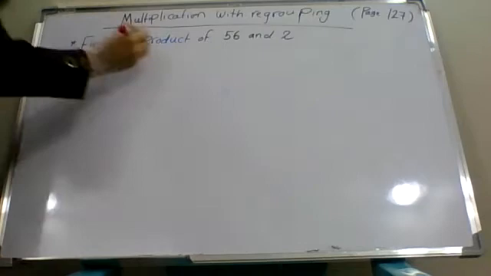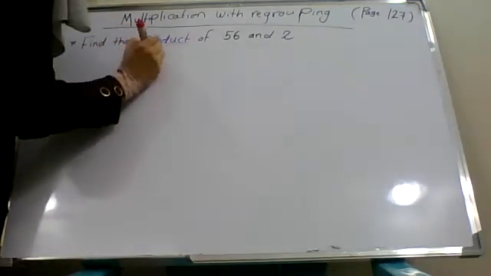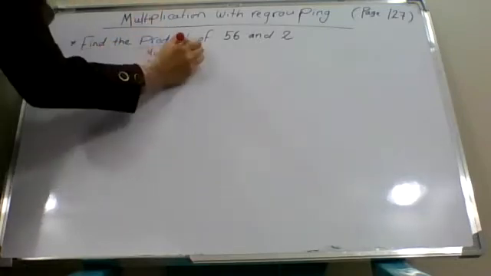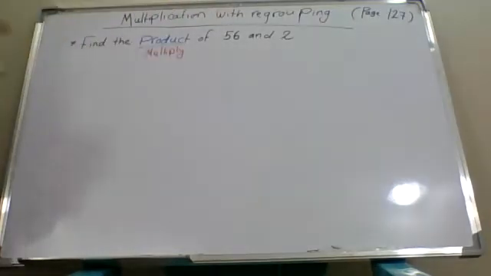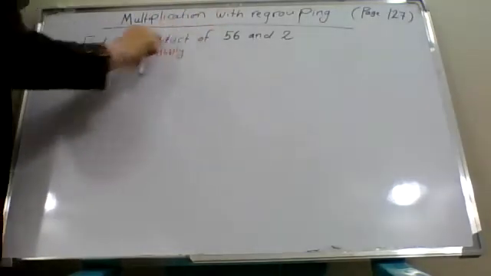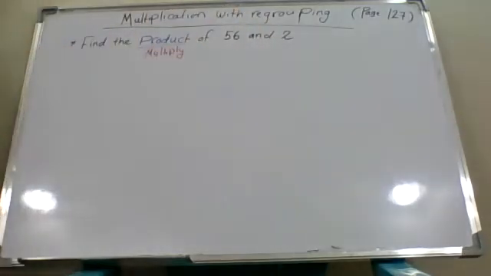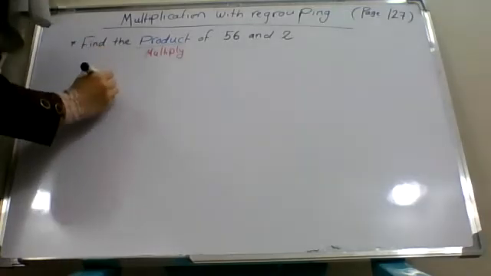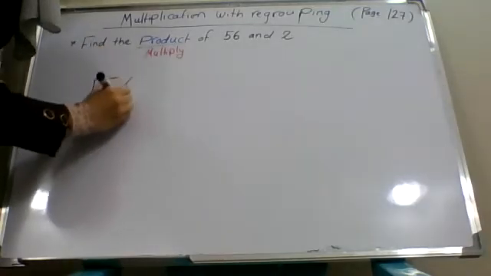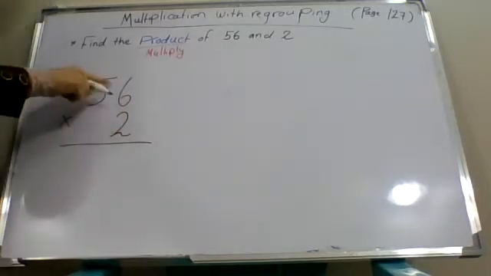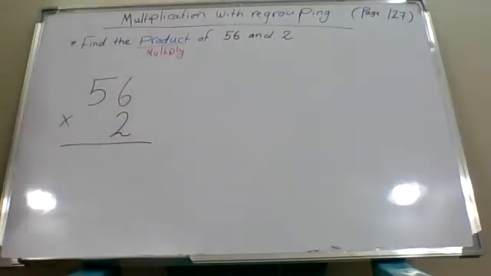Again, what's the meaning of the product? The product means multiply. So you have to multiply these numbers. We are multiplying 56 and the number 2. As usual, I write 56 on the top, because even if you write 56 on the bottom, it's going to be the same answer. But I prefer to write the biggest number on top, because that will make our multiplication easier.